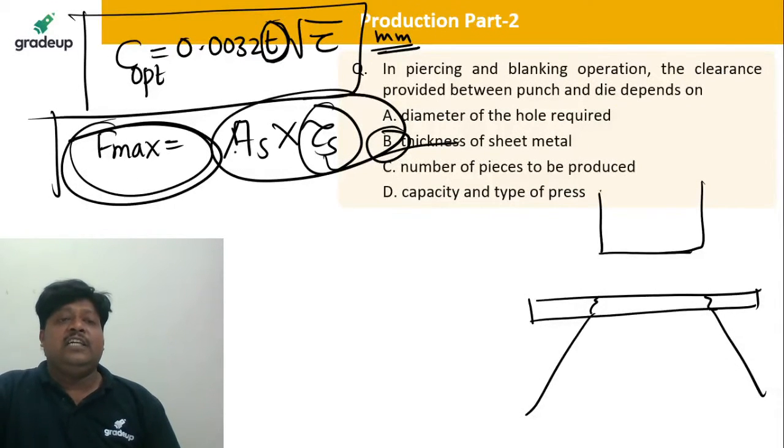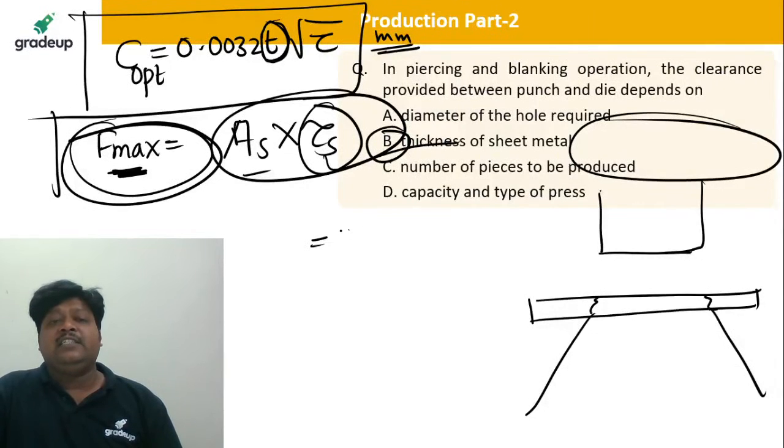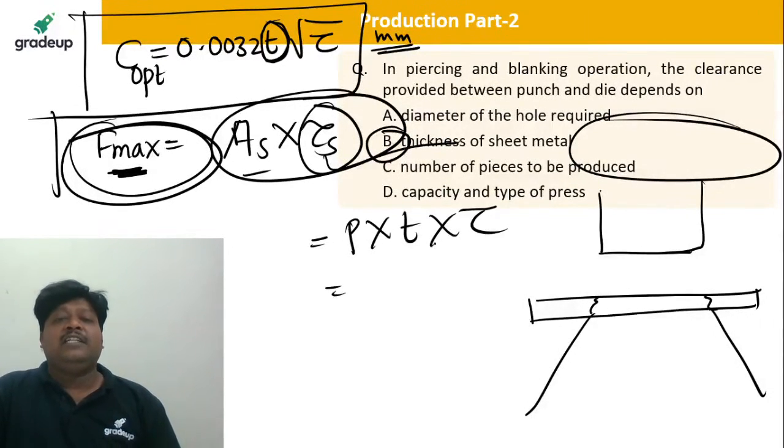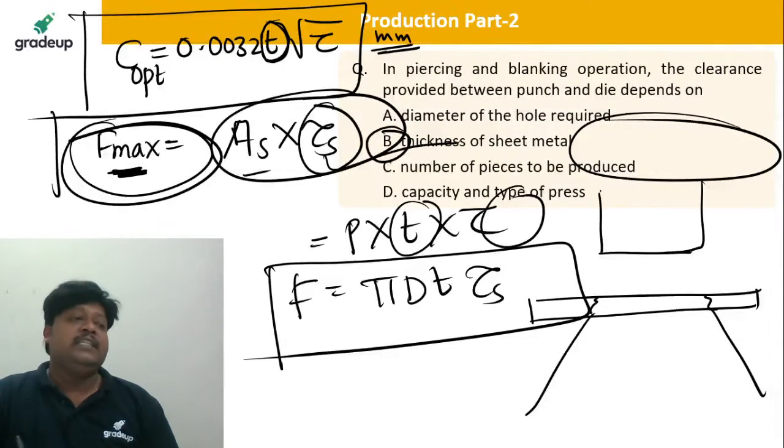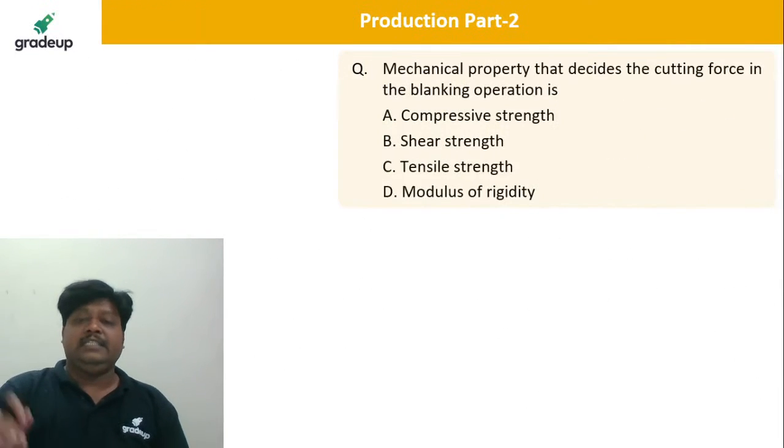Karthik, the shear strength is actually responsible for the maximum force, which is nothing but the shear area. In the case of a circular hole, it is perimeter times thickness times the shear strength. So again, thickness is also coming here. The perimeter is pi d t times tau. That will be the force in the sheet metal operation. Next.